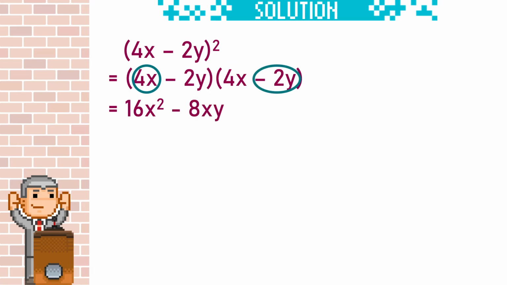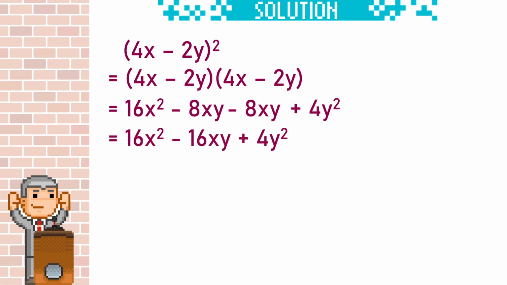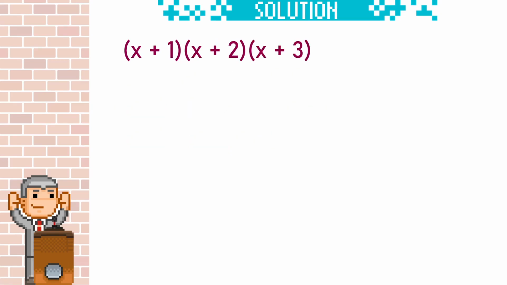Next, we're going to do the 4x and the minus 2y, which gives us minus 8xy. Then we're going to move on to the minus 2y and the 4x, which will give us minus 8xy. And then finally the minus 2y and the minus 2y, which will give us plus 4y squared. We need to simplify by collecting the like terms. Now the only like terms we have are these xy's, so we're going to end up with 16x squared minus 16xy plus 4y squared.